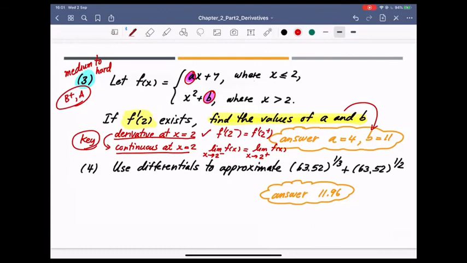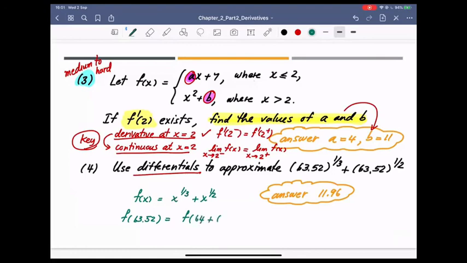So question 4, we are going to look at the differential here. I want you to use differential to approximate this thing. Yeah, for sure. Why not? Why don't we define f(x) to be x to the 1/3 plus x to the 1/2, right? And you want to find f(63.52). As I told you today, you need to find a point that is close to 63.52 and easy to compute. Well, I say 64, right?